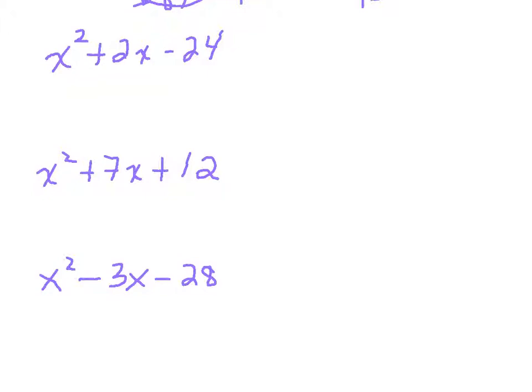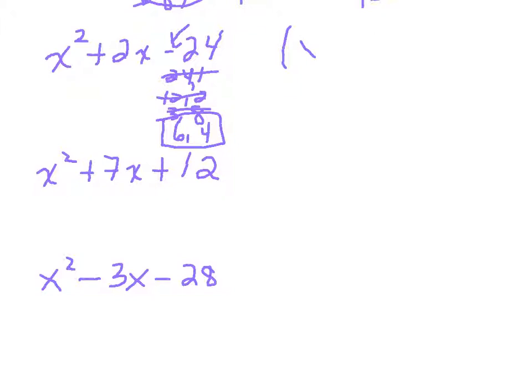You want to start all of these the same way we've been doing it. For the first one, we're going to write down what times 24. So we have 24 and 1, 12 and 2, 3 and 8, and 6 and 4. Which ones are going to subtract, because of this, to give us 2? No, no, no, and there we go.